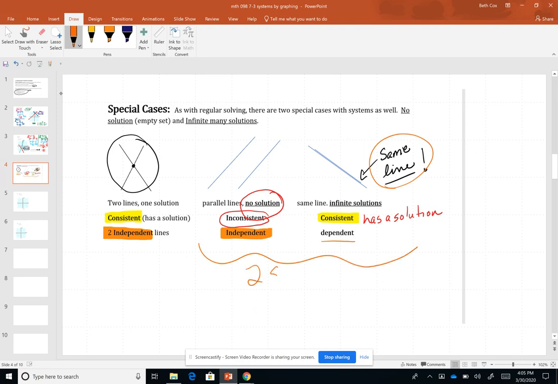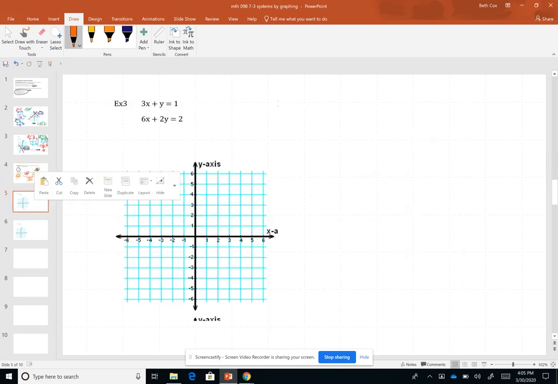So we have 2 special cases here. These are the 2 special cases. This is normal. The 2 special cases are that there's 2 lines and they don't cross and there's no solution, or it's actually the same line. It looks like 2 lines, but it's just 2 different formats of the same line. So these are our 2 special cases, and we'll look at those examples real quick.